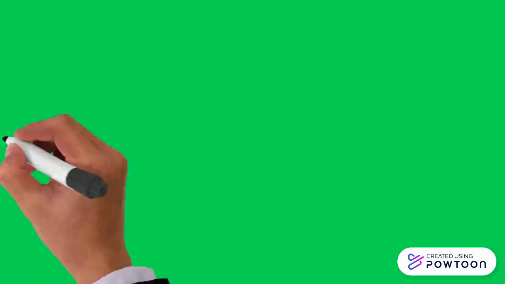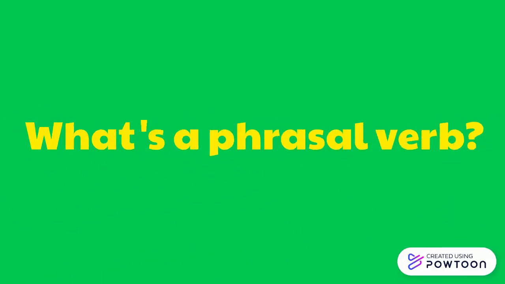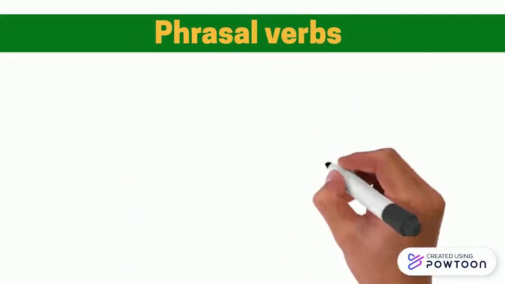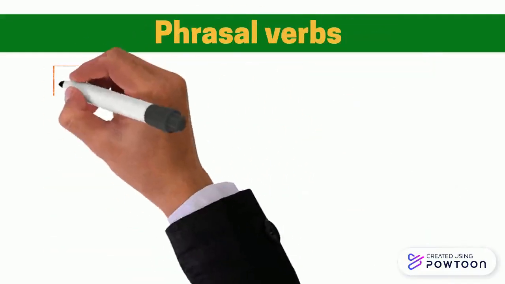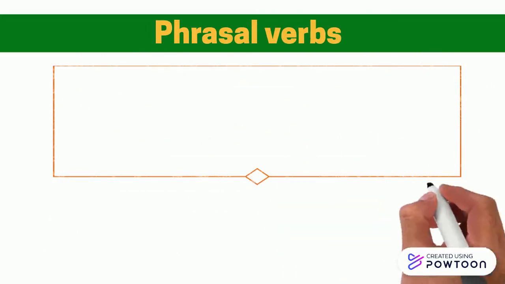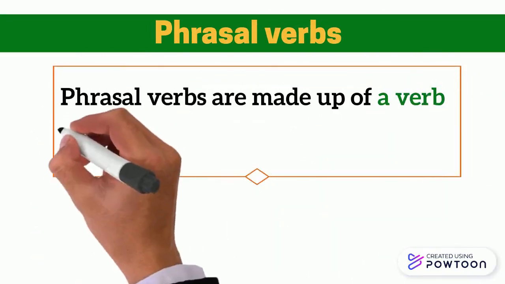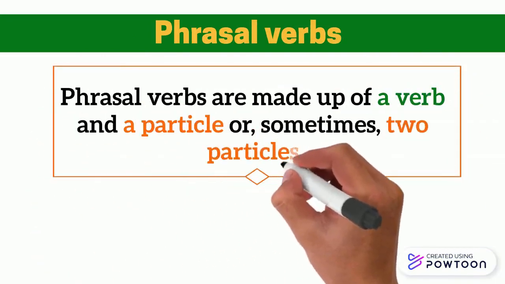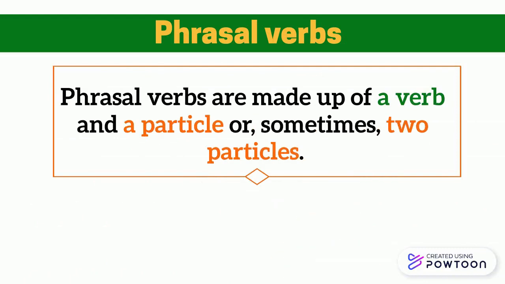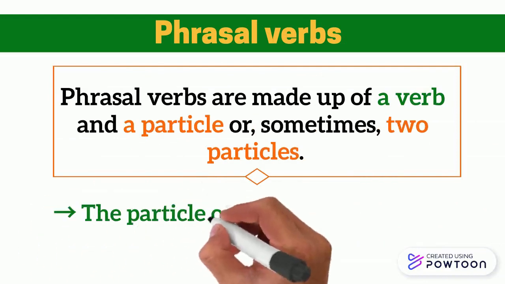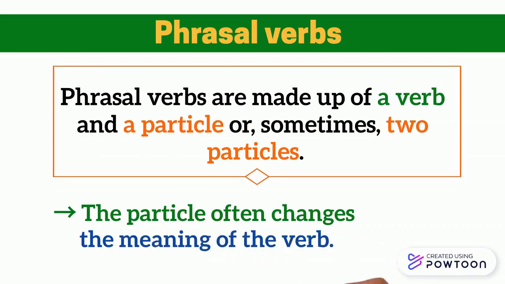So, what is a phrasal verb in English? As you can see, phrasal verbs are very common in English, especially in more informal contexts. They are made up of a verb and a particle, or sometimes two. One thing you need to remember, the particle often changes the meaning of the verb.